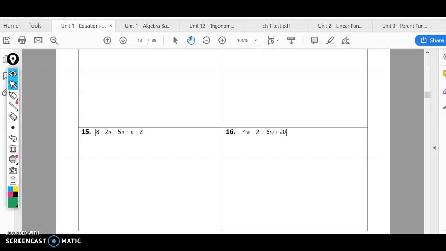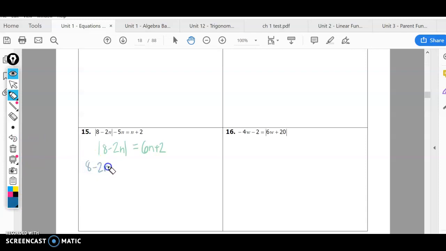Number 15 has multiple variables on both sides. It looks a little different than what we're used to. We're going to follow the same steps. Again, the first step is to get the absolute value expression by itself, the 8 minus 2n on the left, and I'm going to move over the negative 5n to the right. Now that the absolute value expression is isolated, I can create two equations.